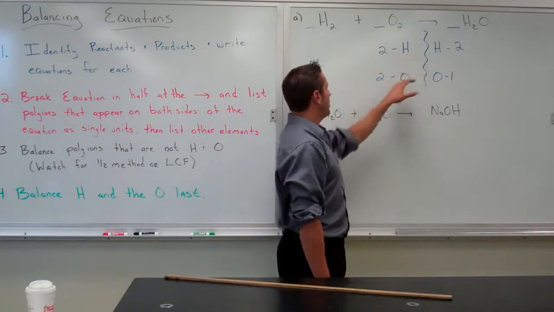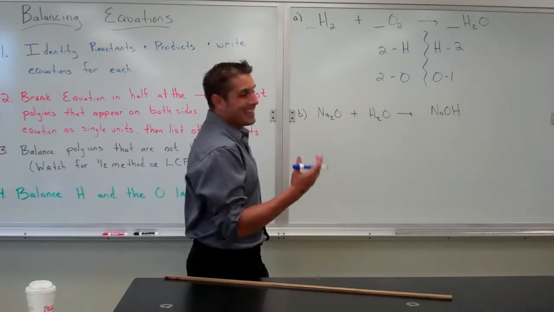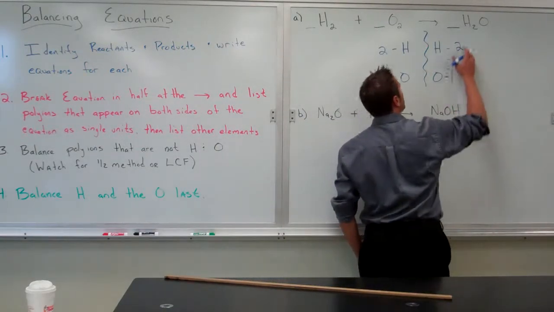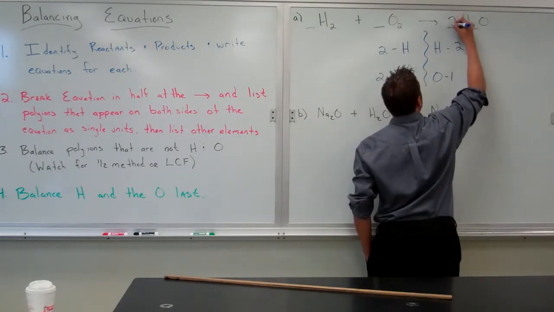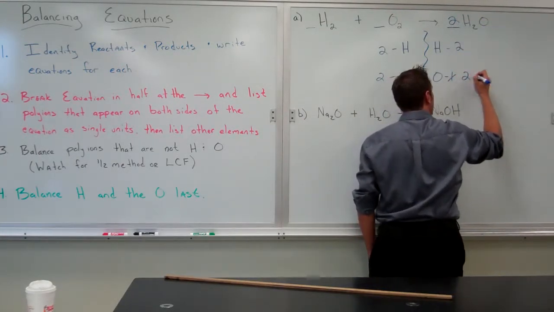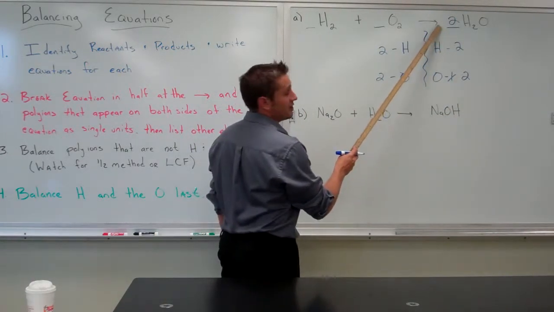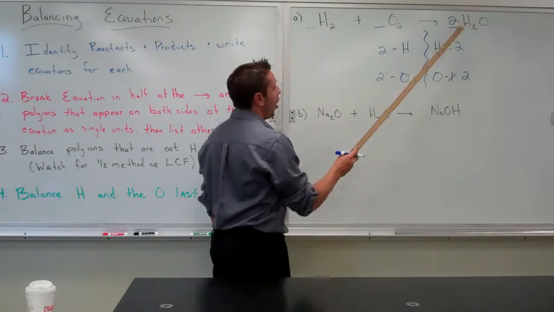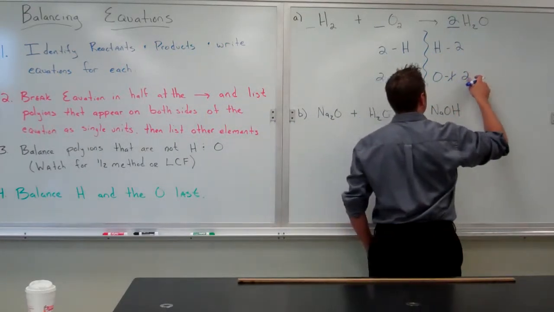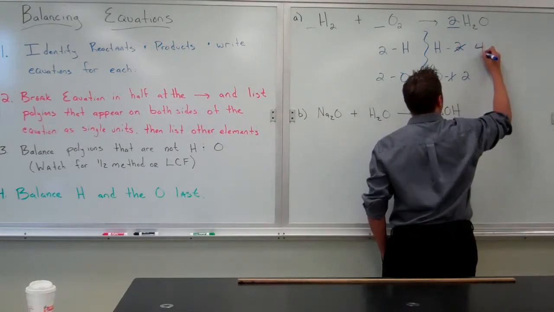Well, H was good. I have 2 O's on the left, I have 1 O on the right. I can't put a 2 after the O, so the only way I can get there to be 2 O's on this side is by putting a 2 here. 2 times the 1 O gives me 2 oxygens. However, putting a 2 here doesn't only affect the O, it also affects the H. Now, instead of just having 2 H's, I have 2 times 2 H's, I have 4.